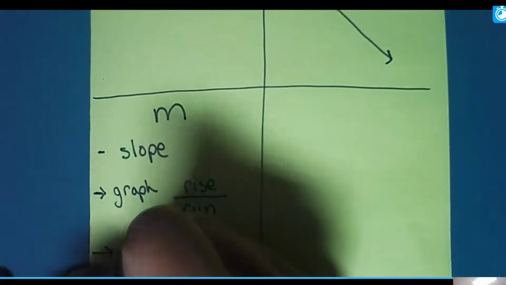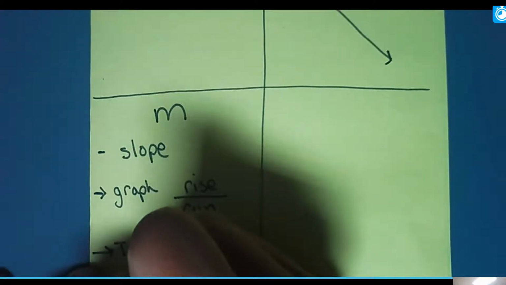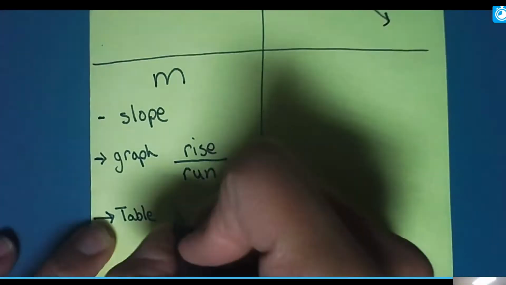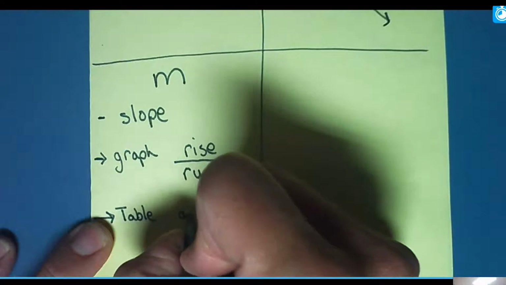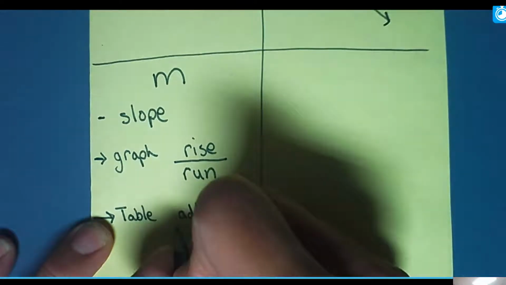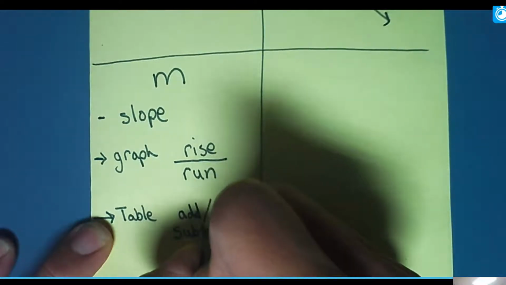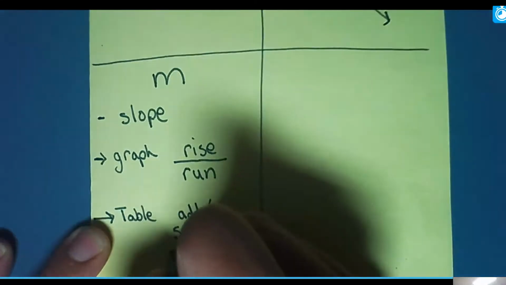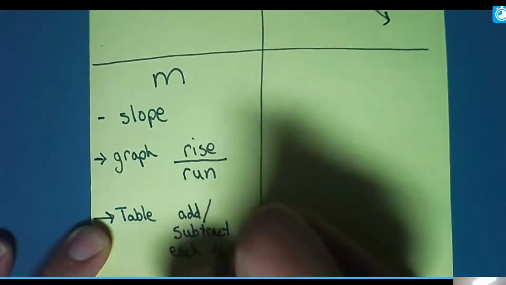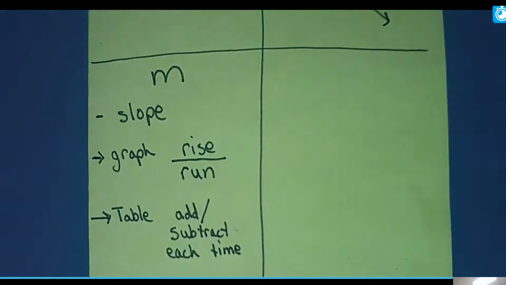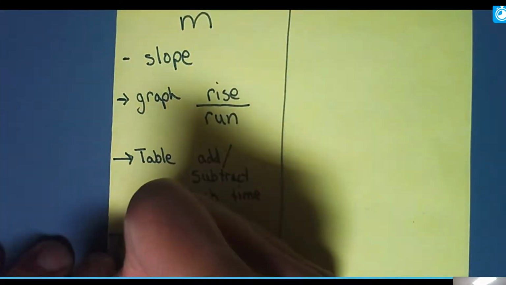If you have a table, then in a table, this is the amount that they would add or subtract each time. Okay? And just throwing it in there, but it actually will not happen in this section. I don't think it will.